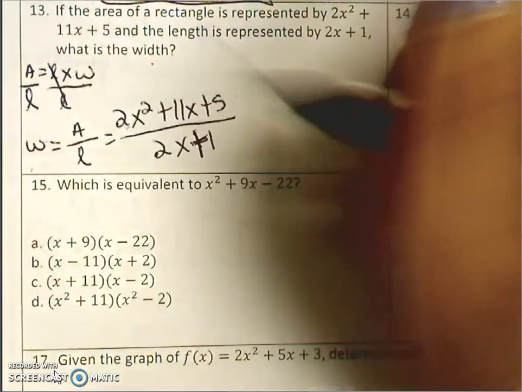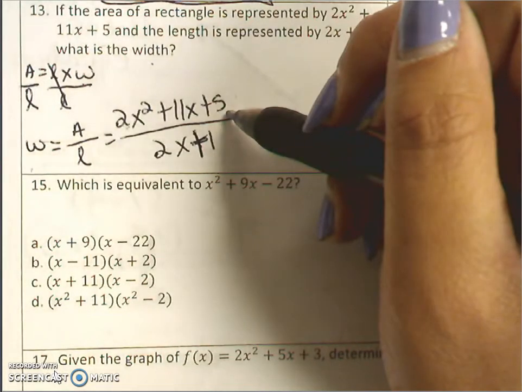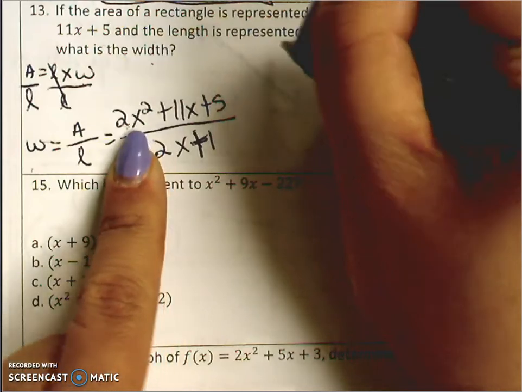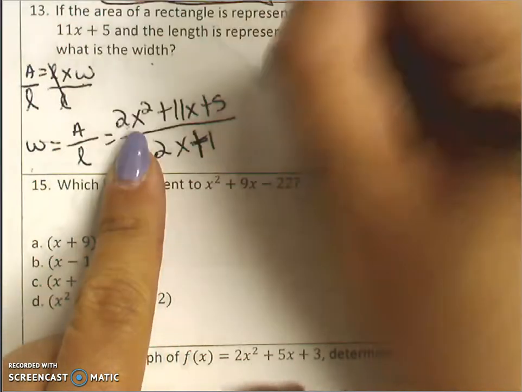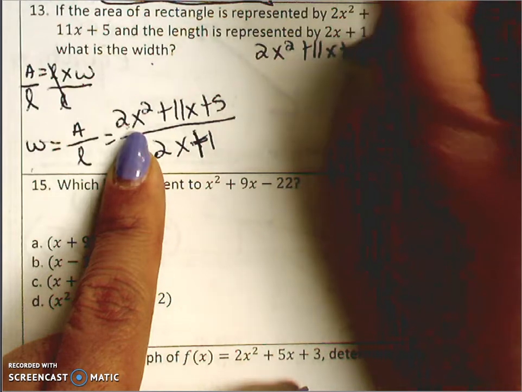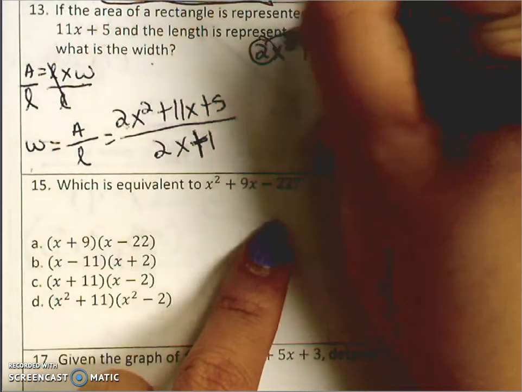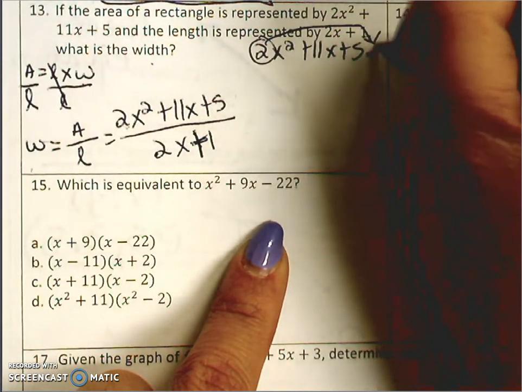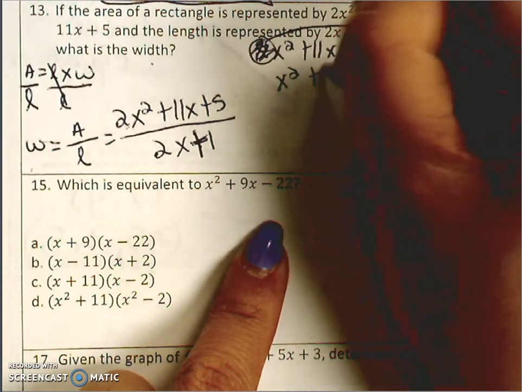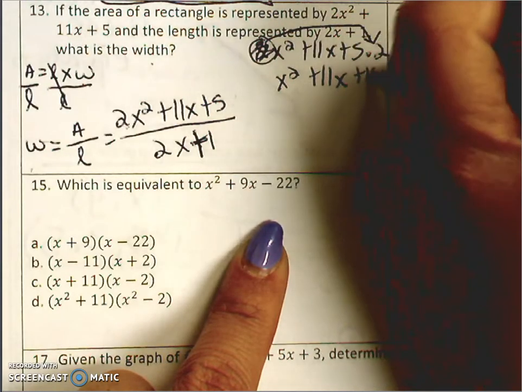So, if I'm trying to factor 2x squared plus 11x plus 5, first things first, remember there can't be a number in front of x squared. Since there is, I'm going to bring that number from the front to the back. So I'm going to take the 2 and move it to the back, and I'm going to multiply. Scratch it out. So I have x squared plus 11x plus 10.